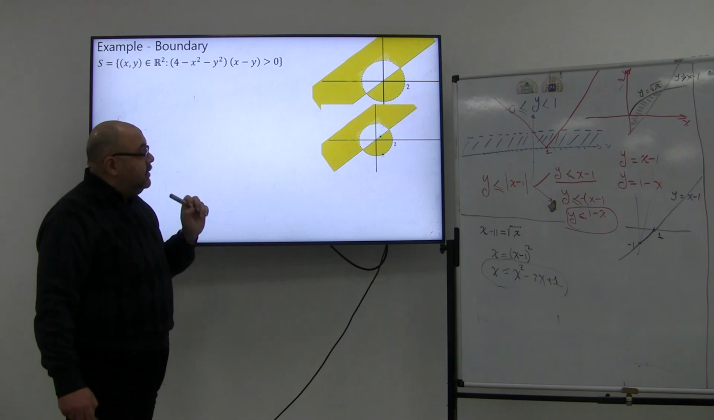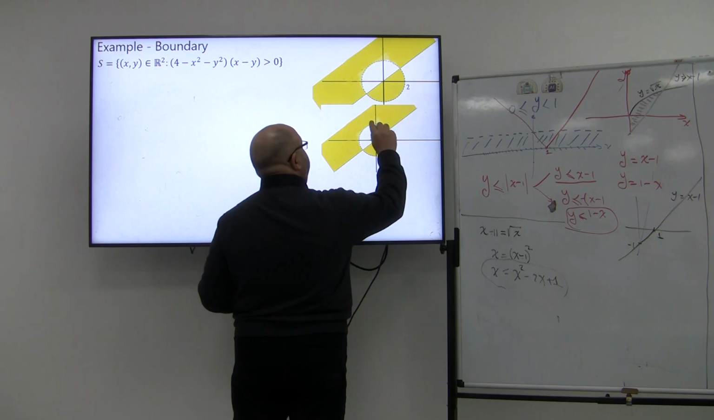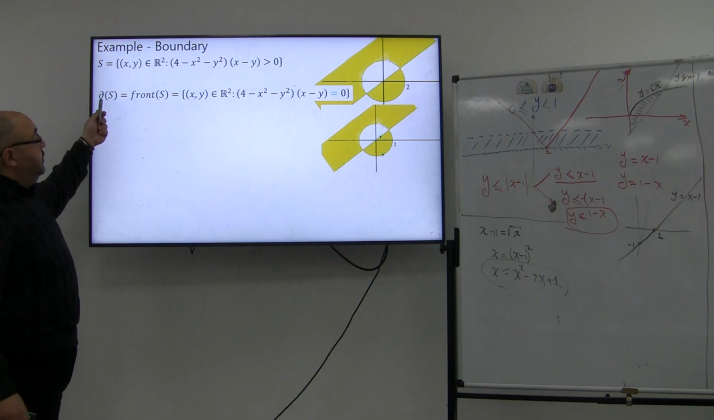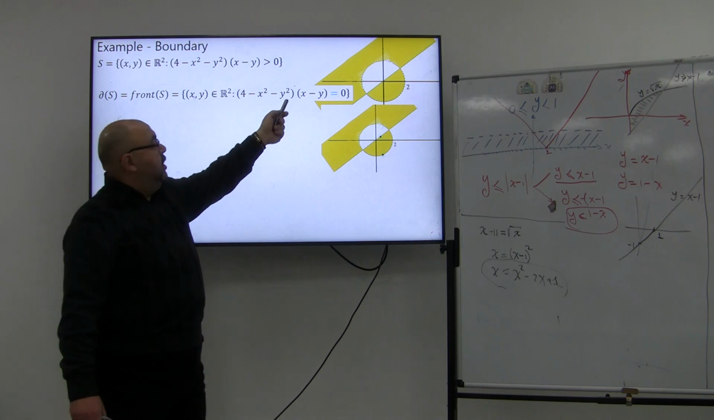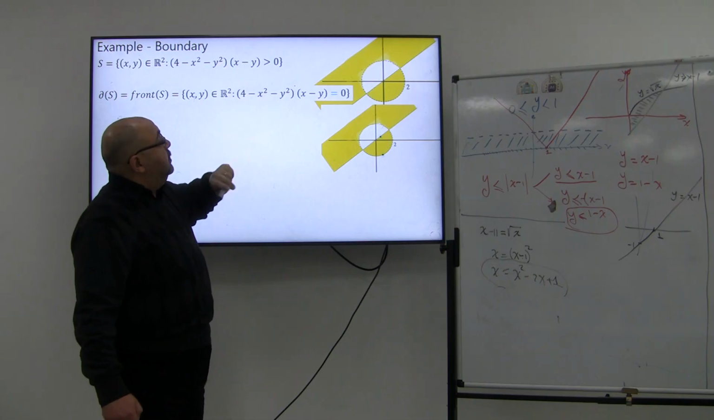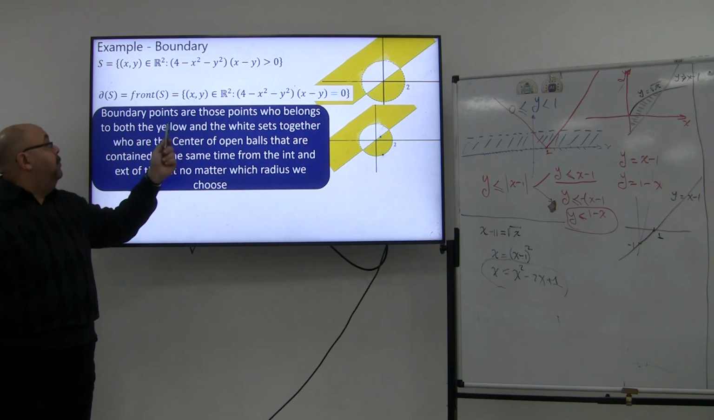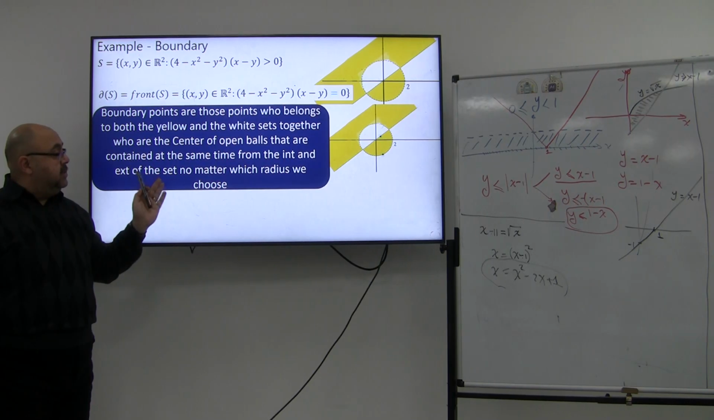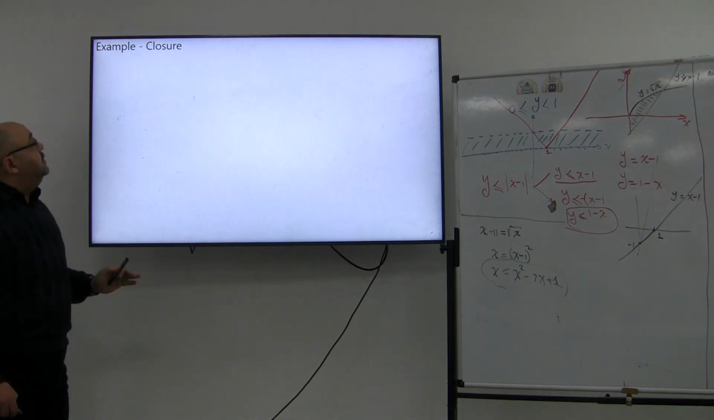Now if I am talking about the boundary, looking at the boundary of my set, I am talking about the set of elements that exist on the boundaries. These are the points that should be on the boundaries of my set. So the frontier is going to be (x,y) such that (4 minus x squared minus y squared) times (x minus y), both of them equal to 0. So I get the boundaries. Here I got the interior points, here I put the boundary. A boundary point is a point that belongs to both the yellow and the white sets together, so it is the points whose intersection with the interior and exterior is not an empty set. They have the points.